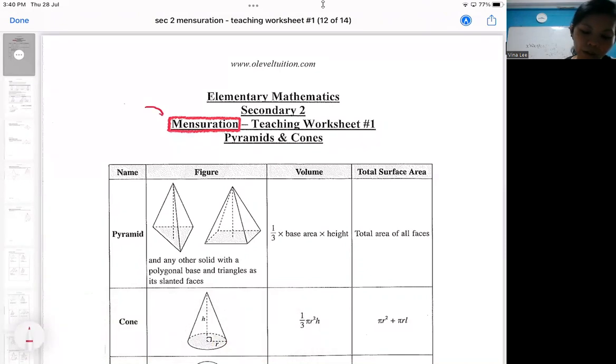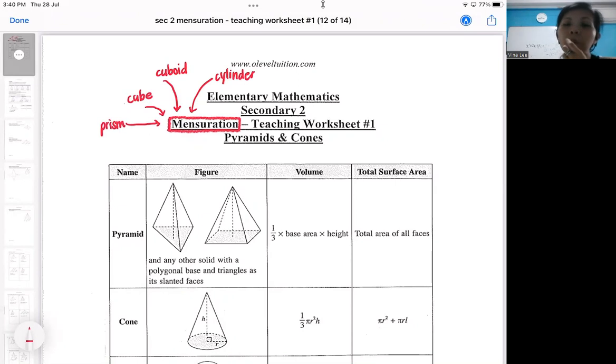So in Sec 1, you will have learned cube, you will have learned cuboid, and you will have learned cylinder, and you will have learned prism. Prism is the one that's most difficult in Sec 1. So when it comes to this topic, now you're Sec 2, all the shapes that you have learned in Sec 1 will still be incorporated inside.